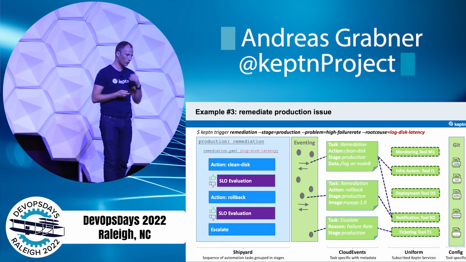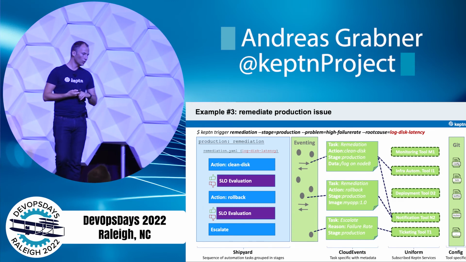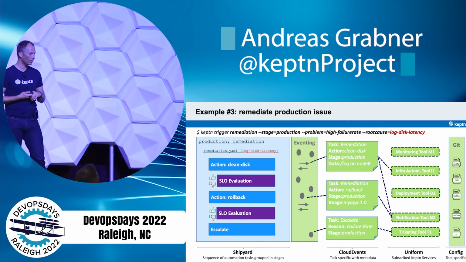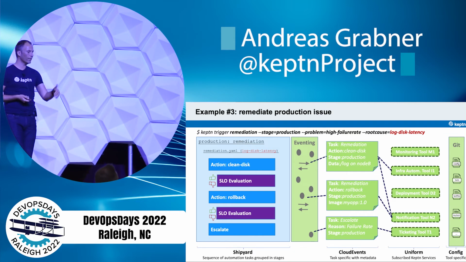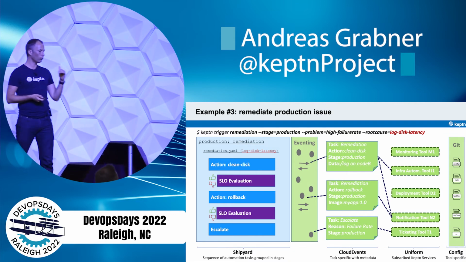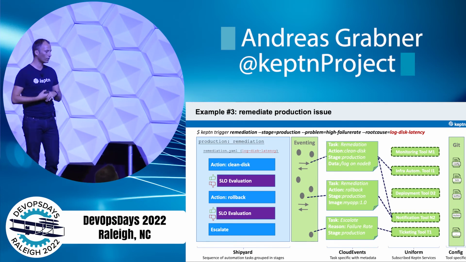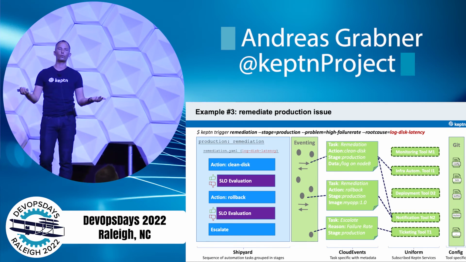Okay. Last use case that I want to show you in more detail is the remediation use case for production issues. Again, in production you may additionally have some infrastructure automation tool, maybe some other deployment tools, some modification tools, some ticketing tool. So, Keptn trigger remediation in production, problem high failure rate, root cause, log disk latency. This can come in from your alerting tool.